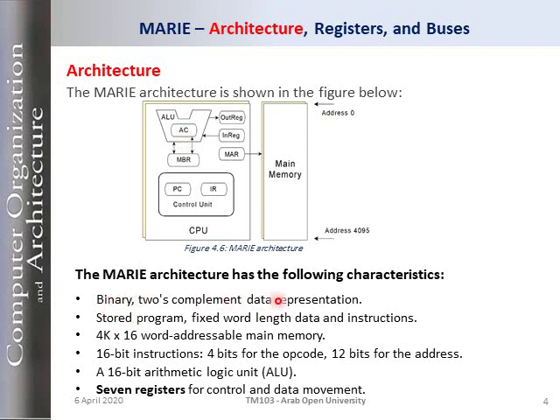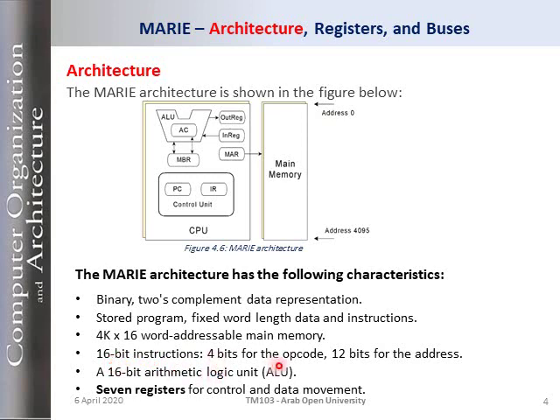The Maria architecture has the following characteristics: binary 2's complement data representation, stored program, fixed word length data and instructions, 4K by 16 word addressable main memory. So the memory starts from 0 until 4095. 16-bit instruction. This is important, 16-bit instruction. So the size of each instruction is 16 bits.